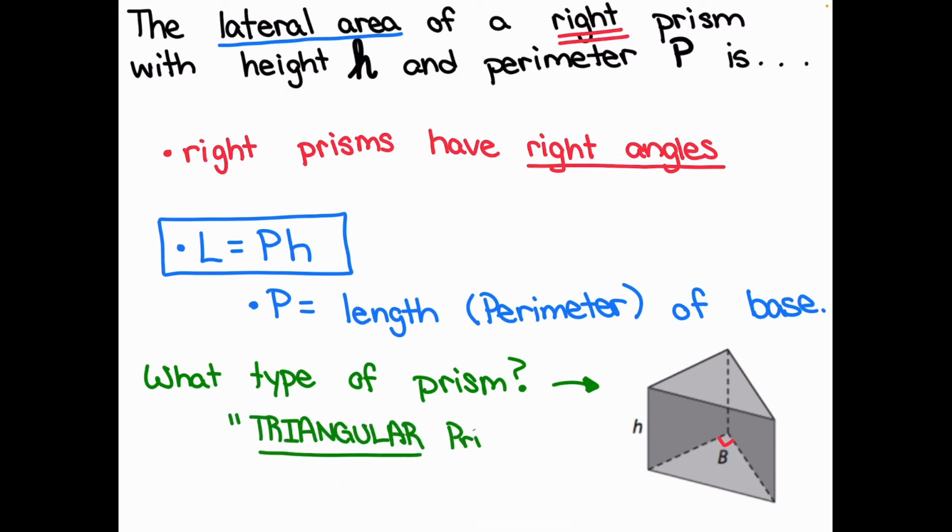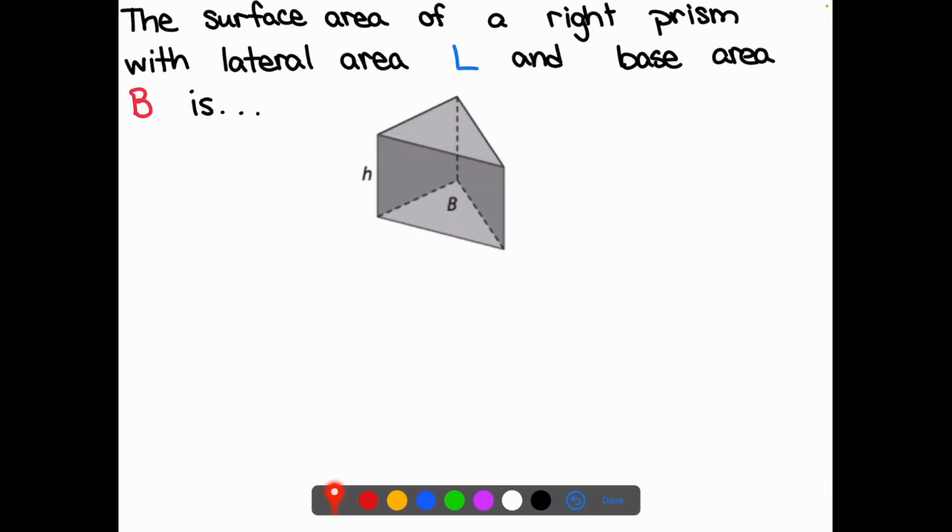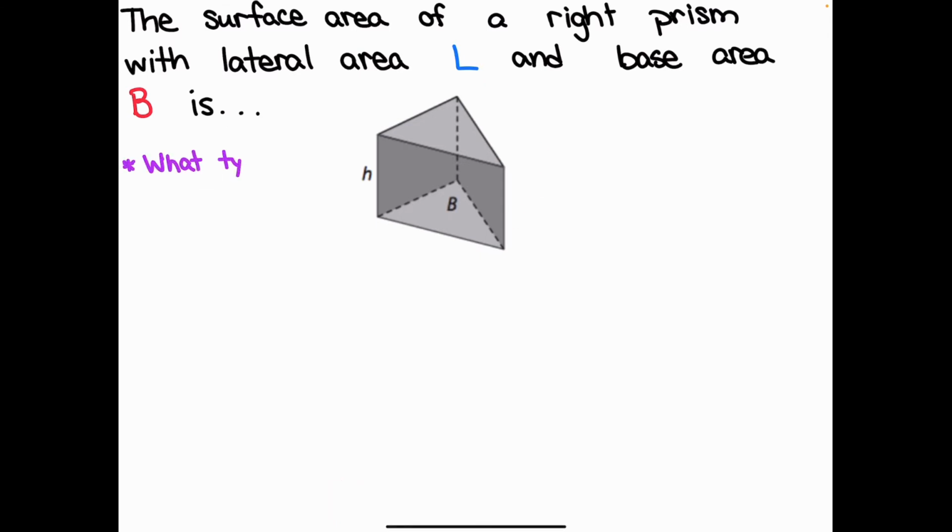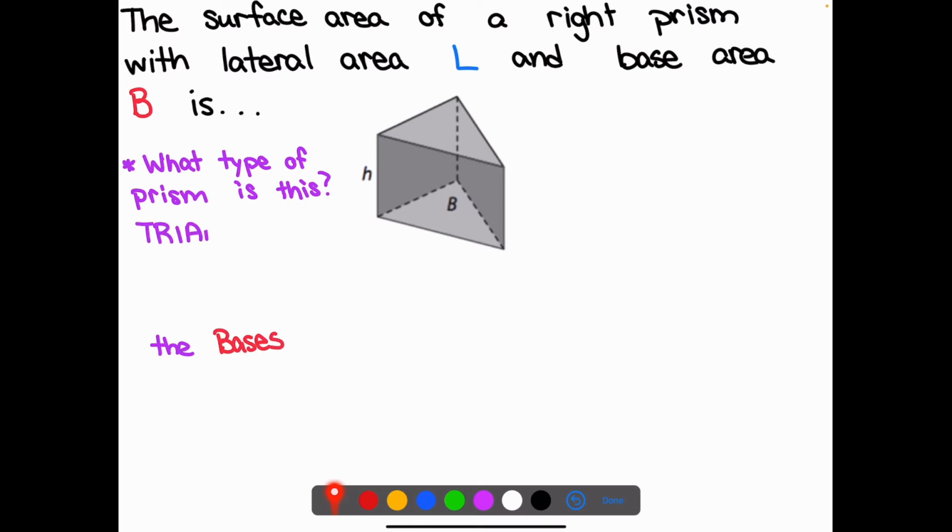All right, now let's go ahead and talk about surface area. The surface area of a right prism with lateral area L and base area B is blank. First off, we already know that this is a triangular prism. It's the same exact figure as the previous prism that we just had. With this, we know that the triangles are our bases. So we have our lateral area in the center here, and it's sandwiched in between the two bases.